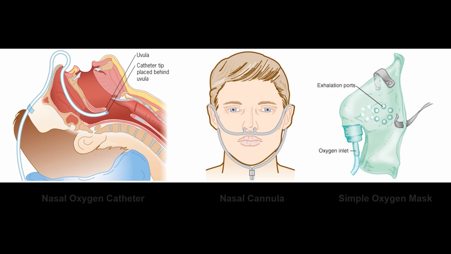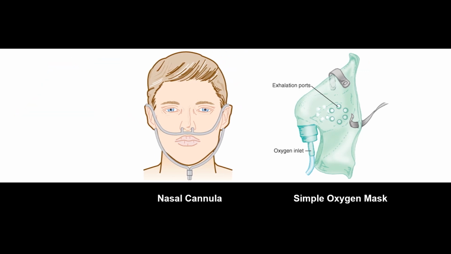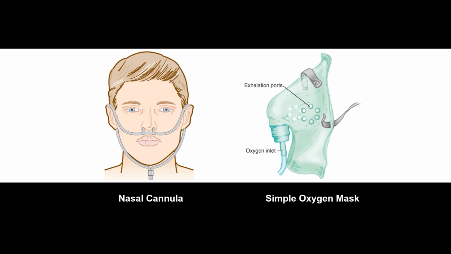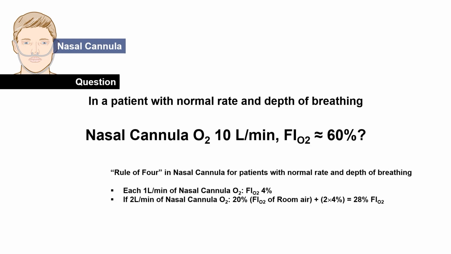Representative devices of the low-flow system include the nasal oxygen catheter, nasal cannula, and simple oxygen mask. Among these, the nasal cannula and simple oxygen mask are the most commonly used in clinical practice. Here is a question. When we supply oxygen at a rate of 10 liters per minute to a patient who is breathing stably using a nasal cannula, the FiO2 is approximately 60%. There is a principle called the rule of 4. This rule states that in a patient who is breathing steadily, each liter per minute of oxygen delivered via a nasal cannula will increase the FiO2 by about 4%.